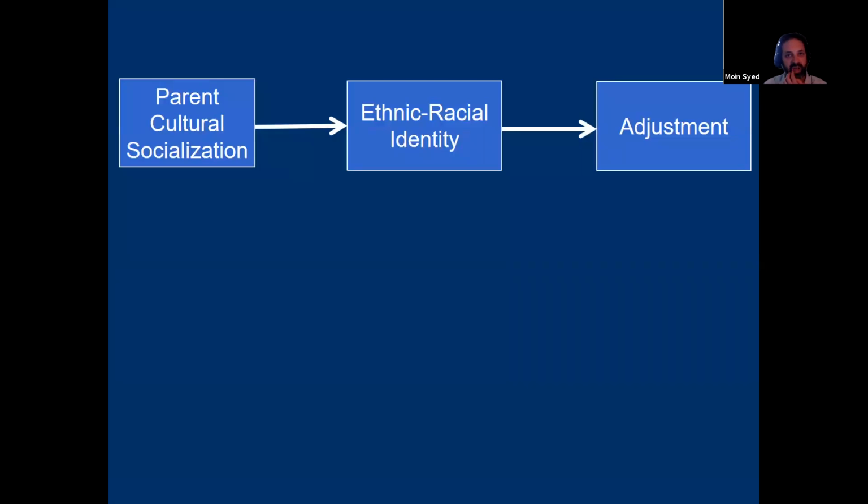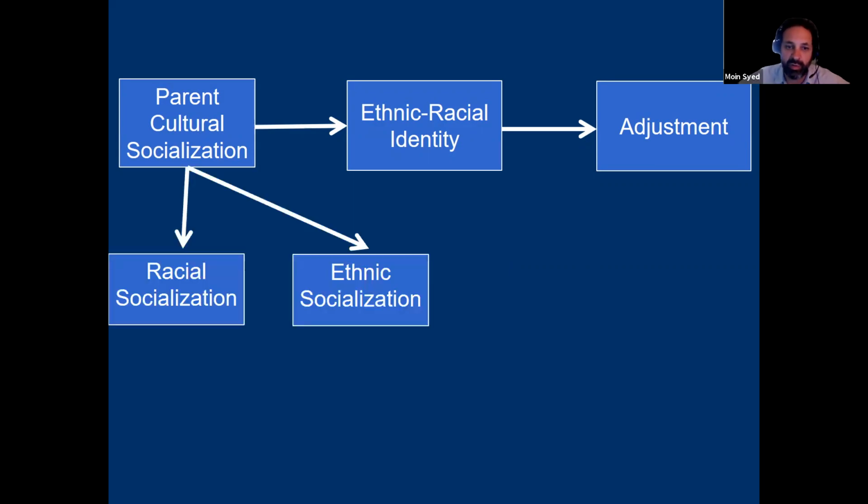Another example of a different kind of exploratory analysis is coming back to an example from one of my own projects. The idea of parental cultural socialization, as I mentioned, includes these components of both racial and ethnic socialization. And there's a general model out there that suggests that cultural socialization leads to ethnic racial identity, which in turn leads to higher adjustment. So it's a very simple model, but this is the general model. And so I was kind of interested in understanding the dynamics of this more.